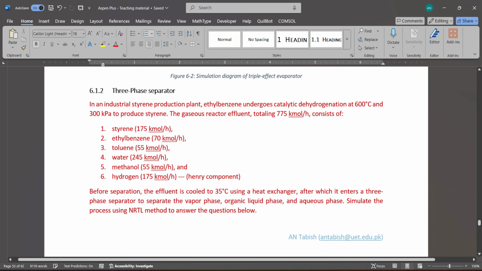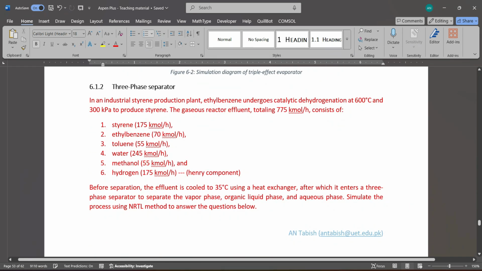The second part of the session is the simulation of a three-phase separator. The problem statement is: in an industrial styrene production plant, ethyl benzene undergoes catalytic dehydrogenation at 600 degrees Celsius and 300 kilopascals to produce styrene. The gaseous reactor effluent, totaling 775 kilomoles per hour, consists of styrene, ethyl benzene, toluene, water, methanol, and hydrogen, along with their corresponding flow rates as effluent of the reactor.